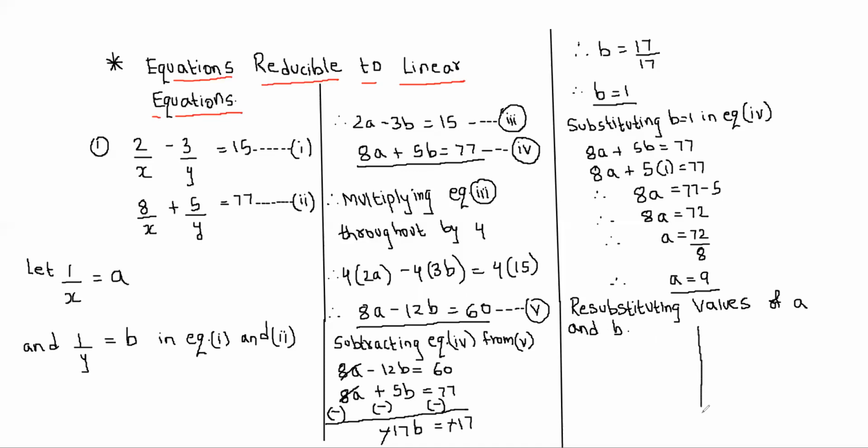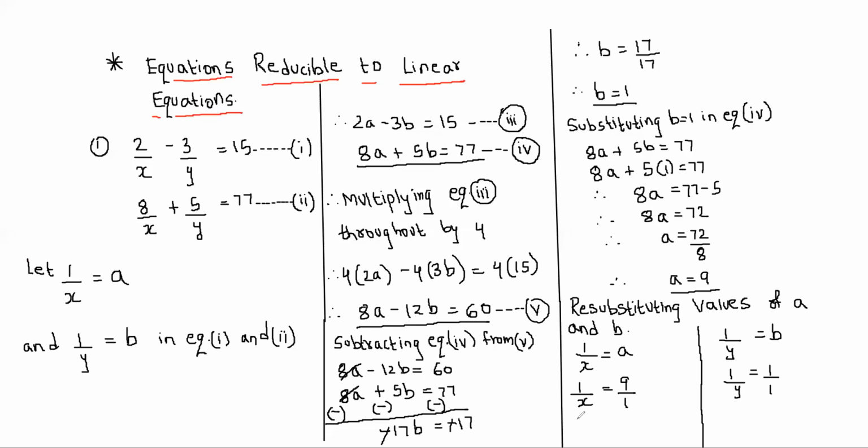We'll divide our page into two parts here. In one part we'll find x, and in the second part we'll find y. So what was a? 1 upon x. So 1 upon x equals a, and here 1 upon y equals b. Therefore 1 upon x equals 9, which is nothing but 9 upon 1, and 1 upon y equals 1, which is nothing but 1 upon 1.